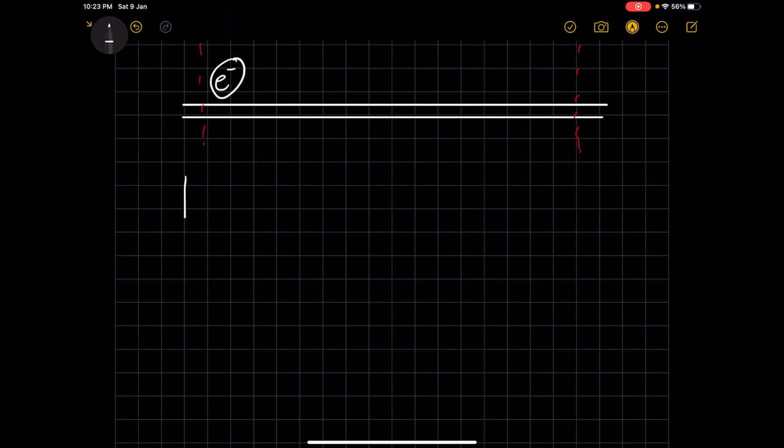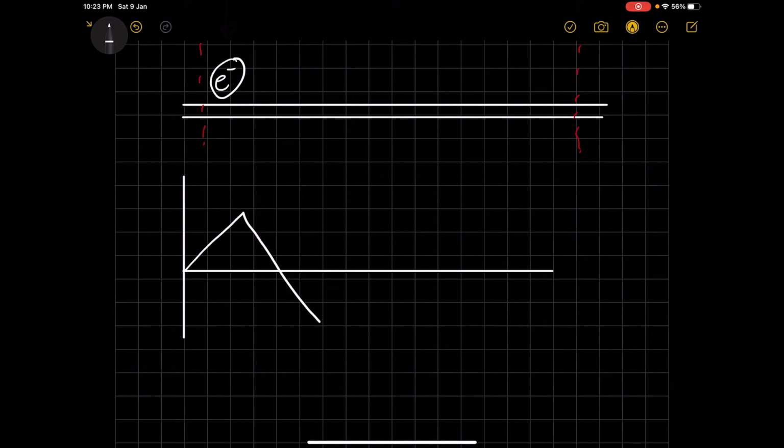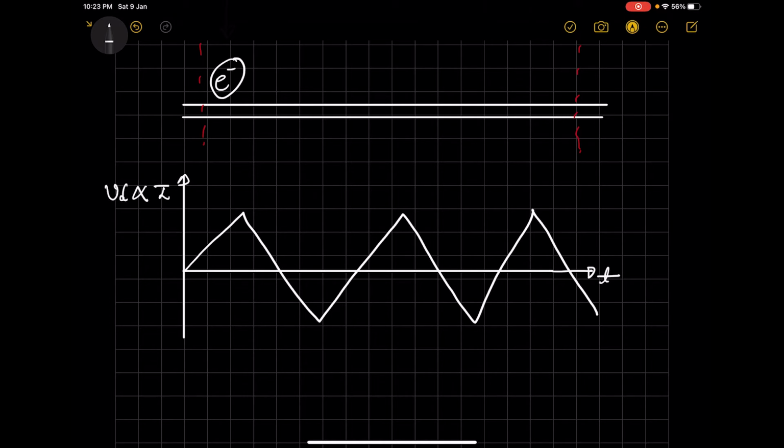We will take a simple waveform. Assume you have a triangular waveform like this, and assume it's a current waveform where y-axis is current and x-axis is time. As I explained in my previous video, current is directly proportional to the drift velocity of the electrons. So you can assume this waveform as velocity of the electrons versus time.